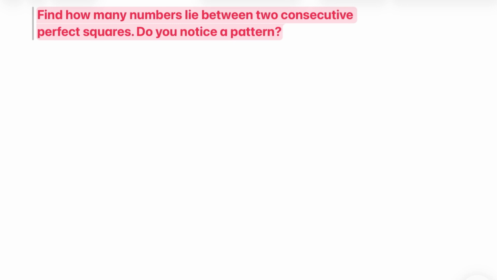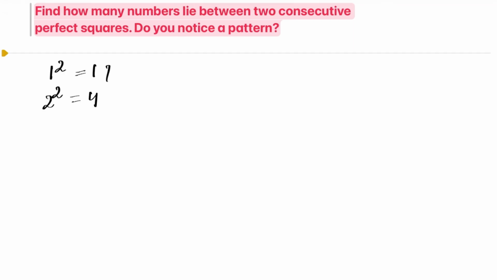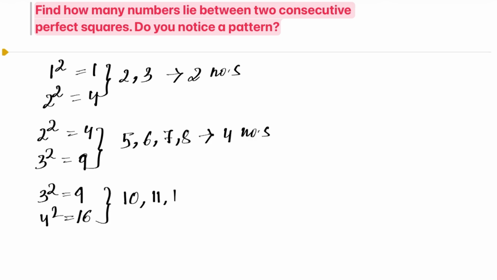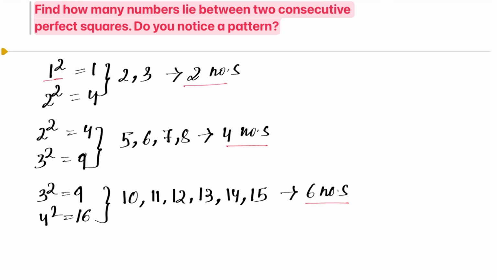Here is one more question. Find how many numbers lie between two consecutive perfect squares. Between 1 square and 2 square, there are two numbers. And you can see here, between 2 square and 3 square, there are 4 numbers. And between 3 square and 4 square, 6 numbers are there. Here, the smallest number is 1, so 2 into 1 is 2. That's why 2 numbers are there between 1 square and 2 square.